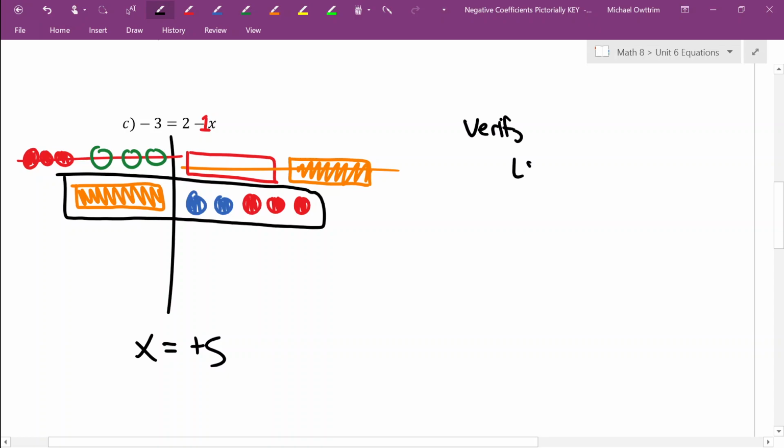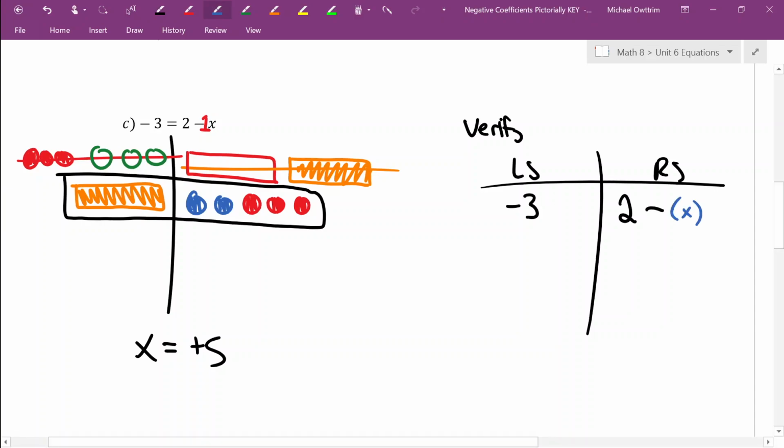Let's verify our solution, left side and right side. Our left side is just -3 in the original equation, and on the right side we have 2 subtract whatever we think x is. In this case, we want to go ahead and do 2 subtract. We think x is +5.